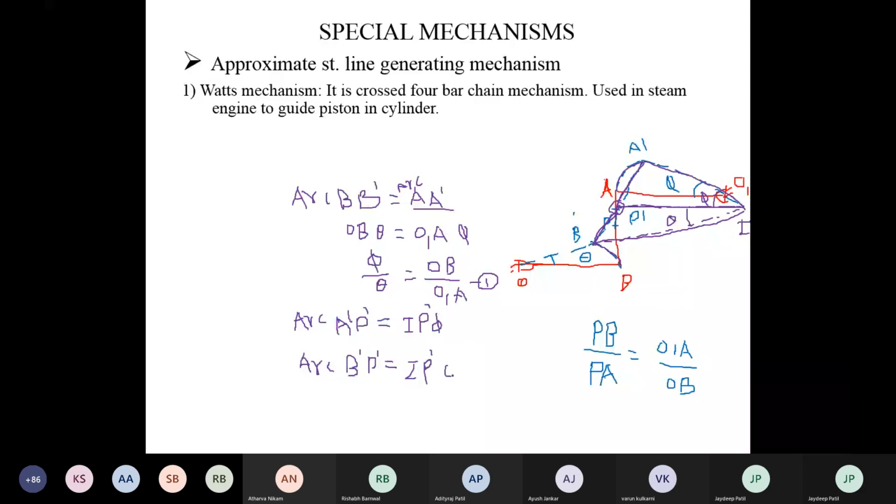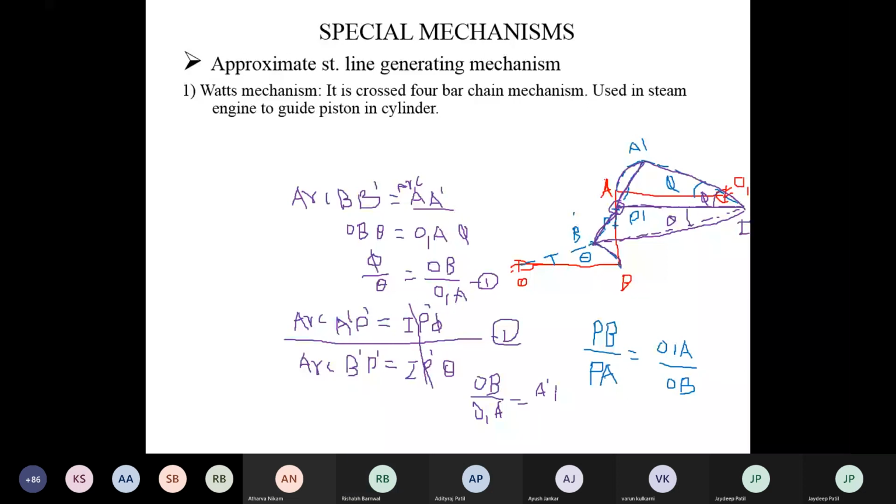Okay. Now again you have to divide these two equations. Arc A dash P dash divided by arc B dash P dash is equal to IP dash phi upon IP dash theta. What you will get here? This will get cancelled. Means what you will get here? Phi by theta is equal to A dash P dash upon B dash P dash. Correct? Yes, sir. Now this is the equation number 2. Now you have to equate these two equations. Means क्या आएगा यहाँ पे? OB upon O1A is equal to A dash P dash upon B dash P dash. Correct?